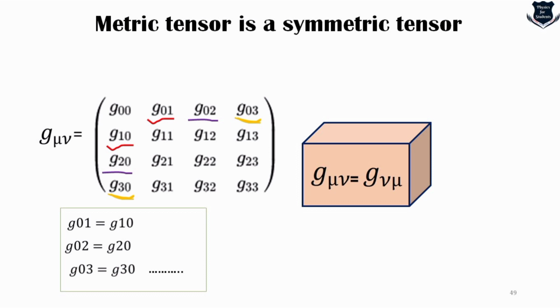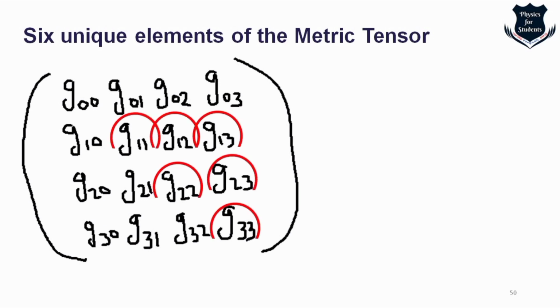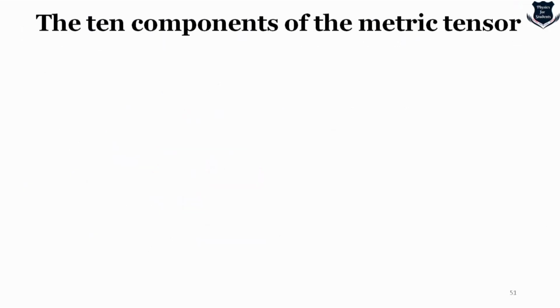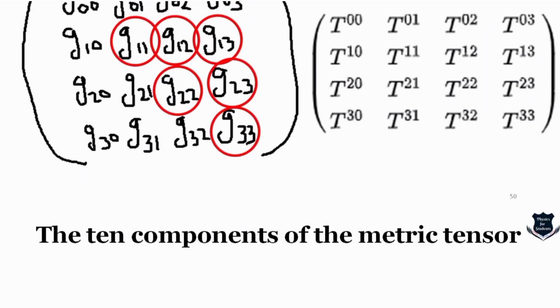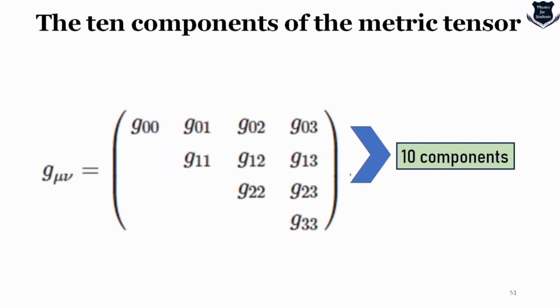So G mu nu is equal to G nu mu. These are the 6 unique elements present in the metric tensor, and the same goes for the stress-energy-momentum tensor. We get 10 components. These are the 10 components of the metric tensor. Oh, I'm so sorry, these are actually those which we have deleted. Those are the duplicates, and these are the unique elements of the tensor. So it makes it 10 components.